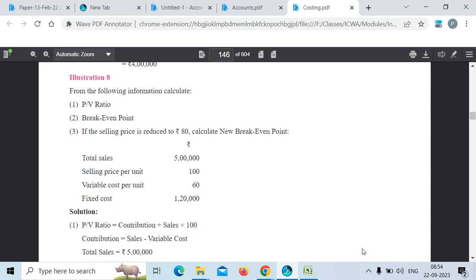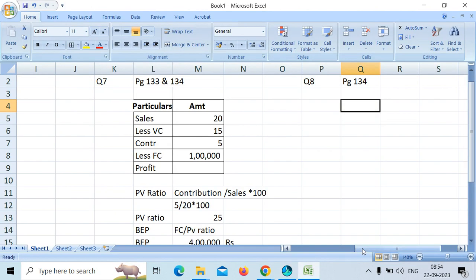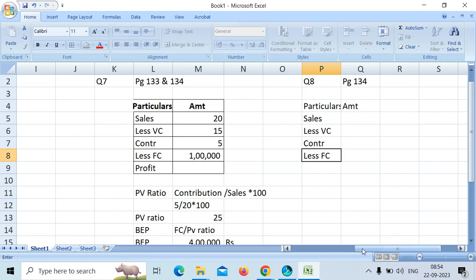So, what all information they have given us? They have given us total sales 5 lakh rupees, selling price per unit 100, variable cost per unit 60, fixed cost 1 lakh 20,000. So, again, I prepare my statement. So statement is sales less variable cost, that will give me contribution, less fixed cost, that will give me profit.